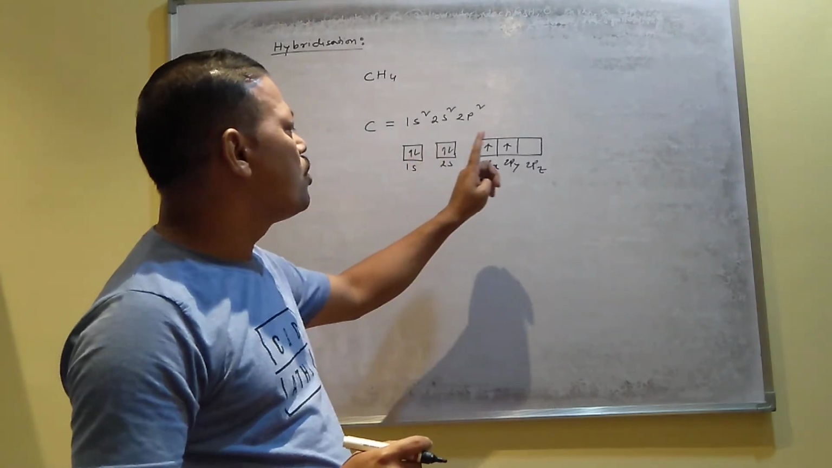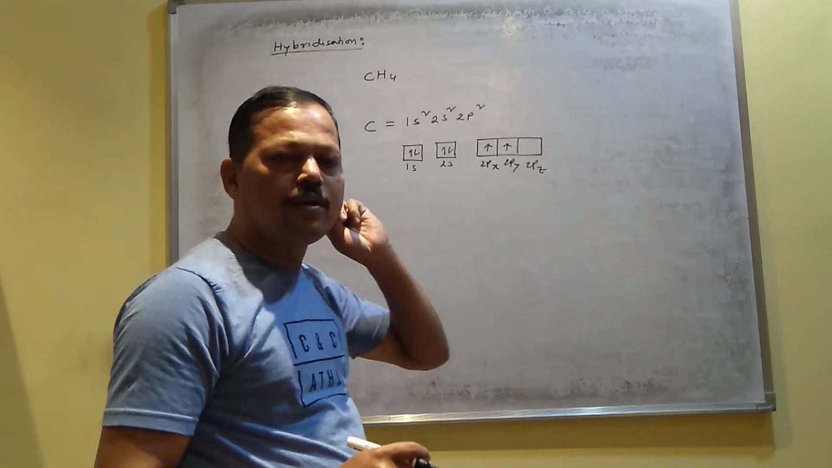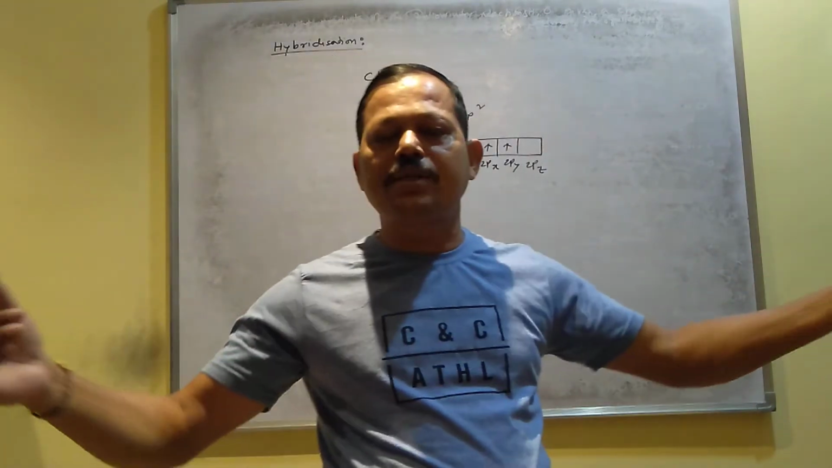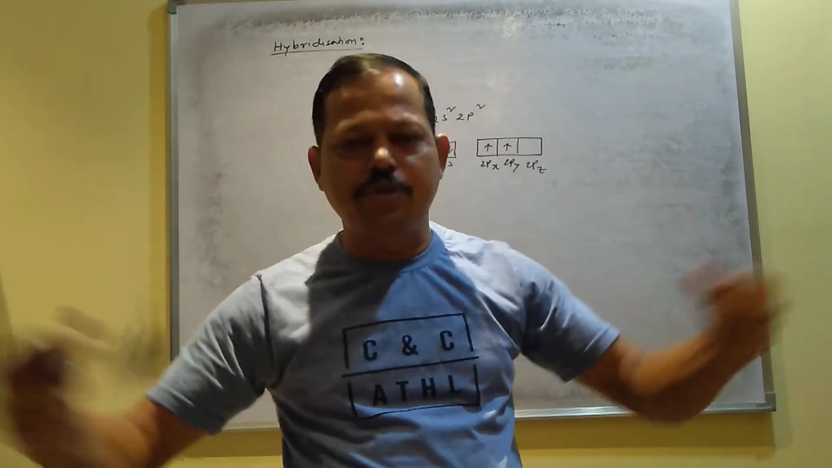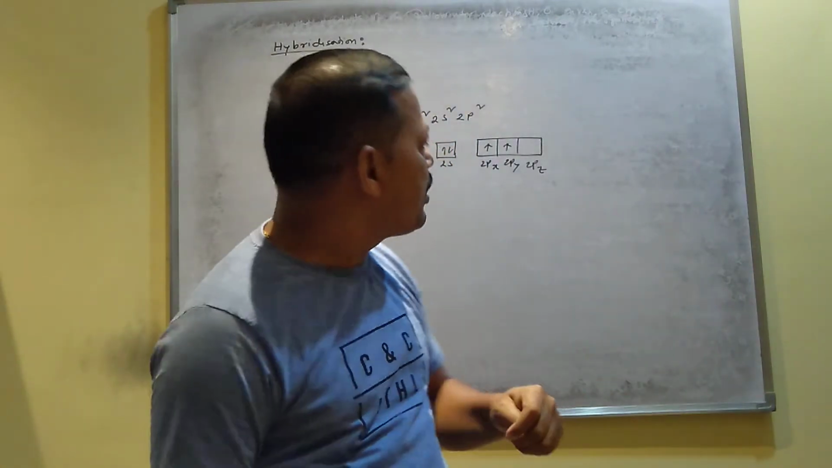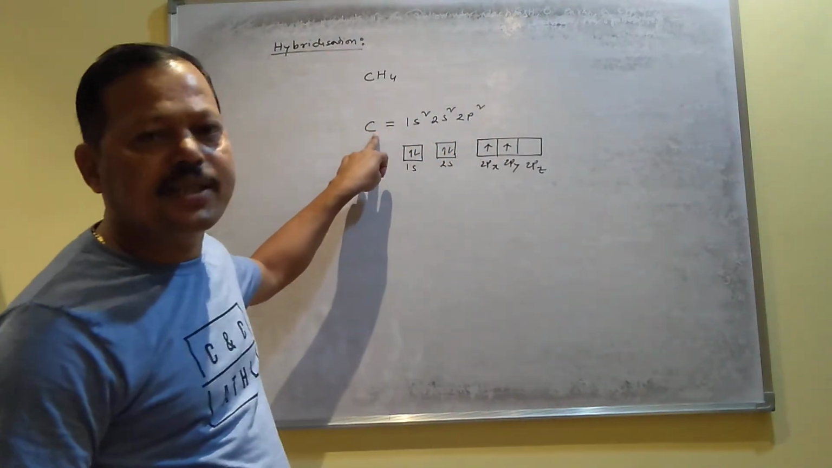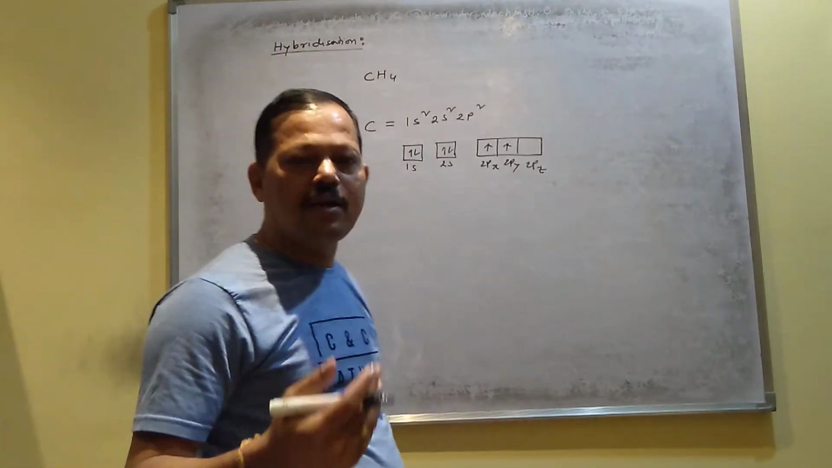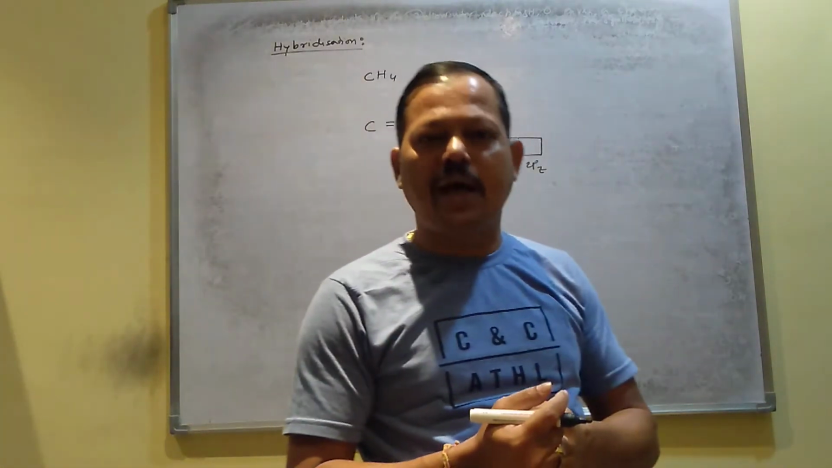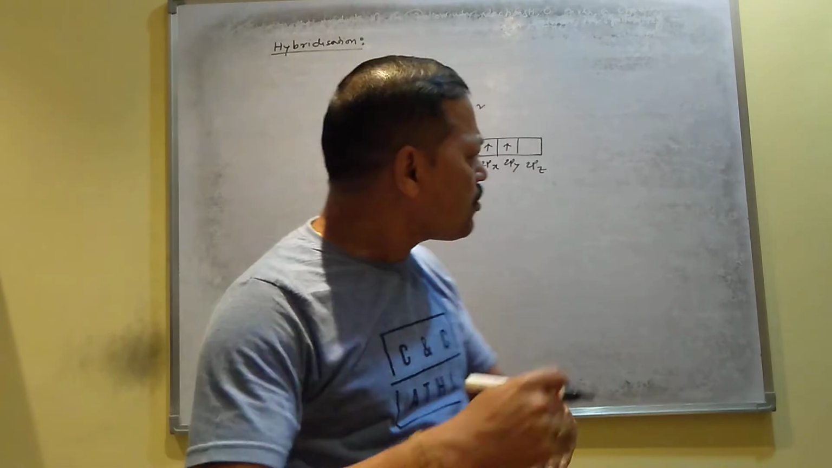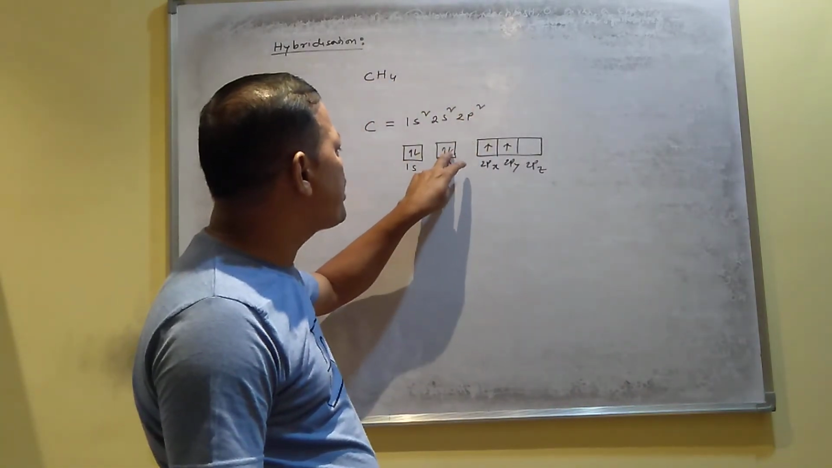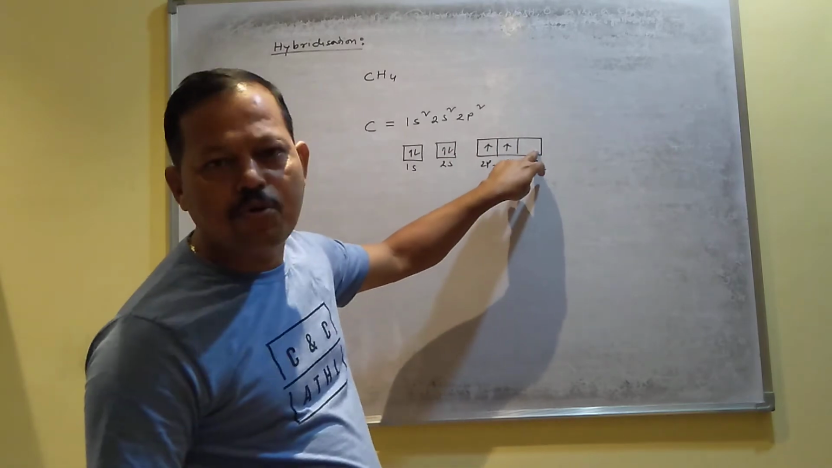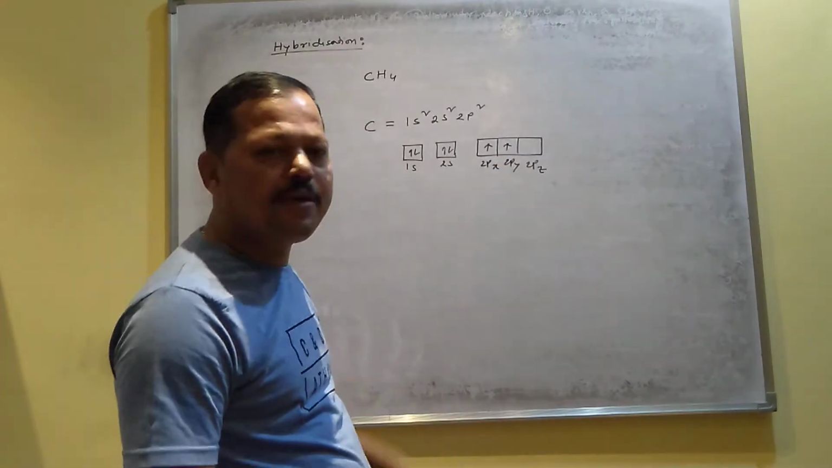1s2, 2s2, 2p2. But when carbon combines with other atoms, for example with 4 hydrogens, then carbon undergoes excitation. Excitation means carbon gains some amount of energy, and due to gaining energy, one electron can jump from the 2s orbital to the 2pz orbital. Have you got what I am saying?